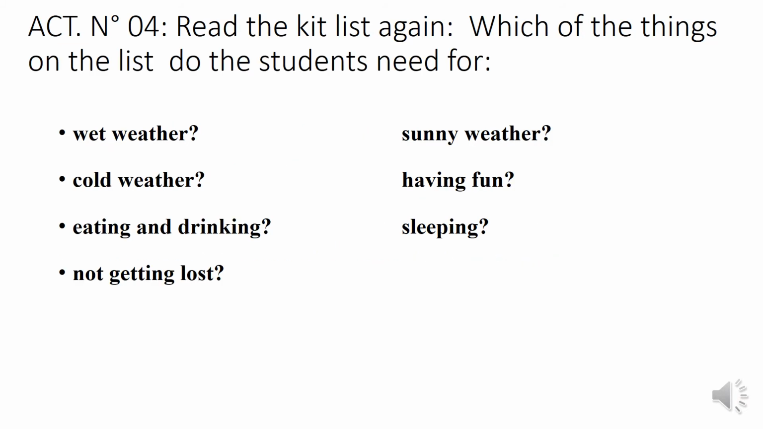Activity number 4. Read the kit list again. Which of the things on the list do the students need for? Well, you have a kit list in the worksheet, so you have to read the kit list, and this vocabulary is divided in many parts because it talks about clothes to take to these places, things to take, and so on. So we have to answer the following questions.